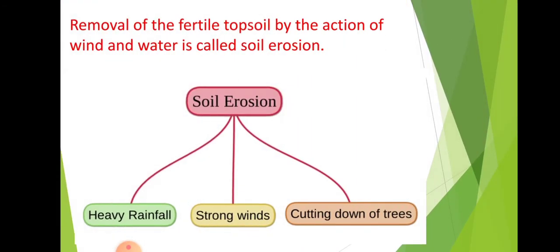From this video, you must have understood what is soil erosion and causes of it. Removal of the fertile topsoil by the action of wind and water is called soil erosion. Following are the causes of soil erosion: heavy rainfall, strong winds, and cutting down of trees. Now, let's see the next video of soil conservation.